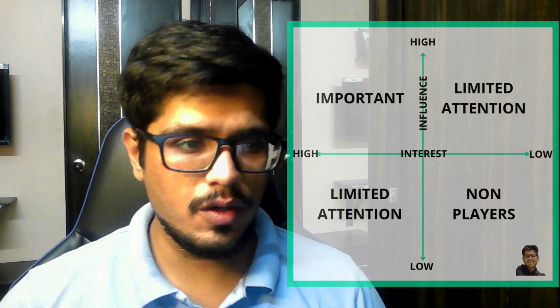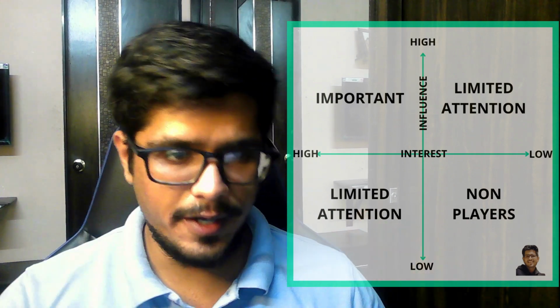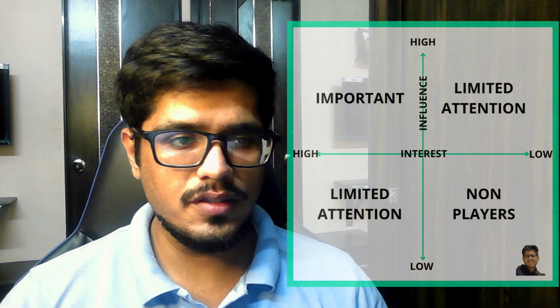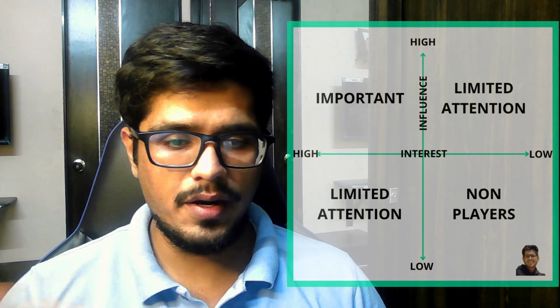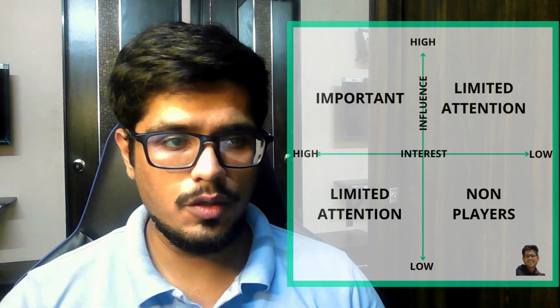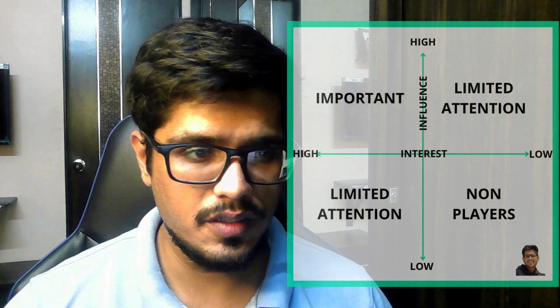Once you have all of these stakeholders, you place them on the grid itself that we've created. And you can see the example here. And depending on the kind of stakeholders they are, you need to ensure that the communication reaches these stakeholders per se. Now let's take an example.